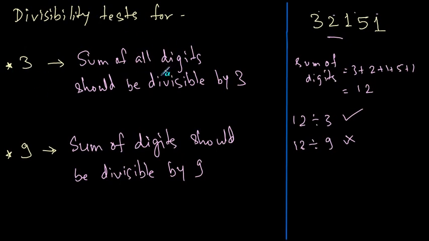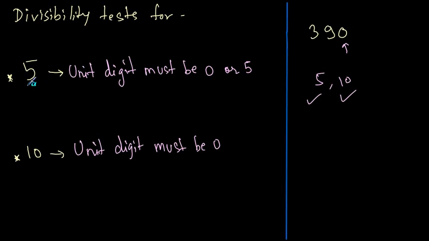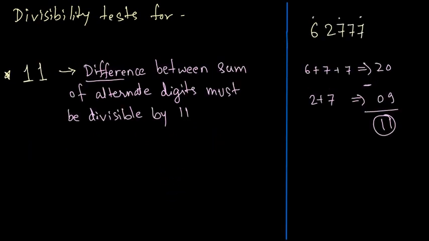In case of 3, we sum up all the digits of the number and see if it is divisible by 3 or not. For 9, again we sum up all the digits and see if it is divisible by 9 or not. For 5, the units digit must be 0 or 5. For 10, the units digit must be 0. And for 11, we sum up alternate digits, and then we take the difference between them, and if that difference is divisible by 11, then the number is divisible by 11.